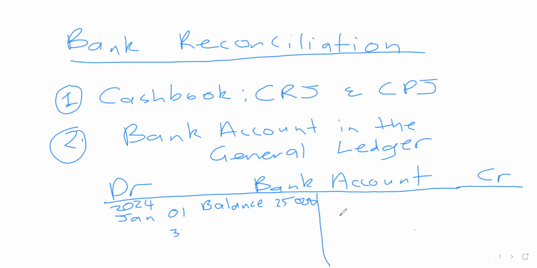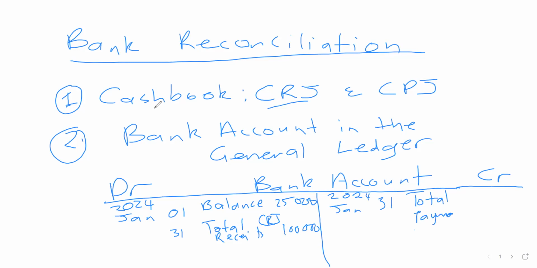At the end of the month of January, you would have total receipts, which come from the cash receipts journal that they will have asked you to complete in question 1 sometimes. Let's say that was 100,000 rands. And then on the other side, you would be transferring the totals for the cash payments journal, normally at the end of the month. So you would have something like total payments there. You're familiar with this, no?